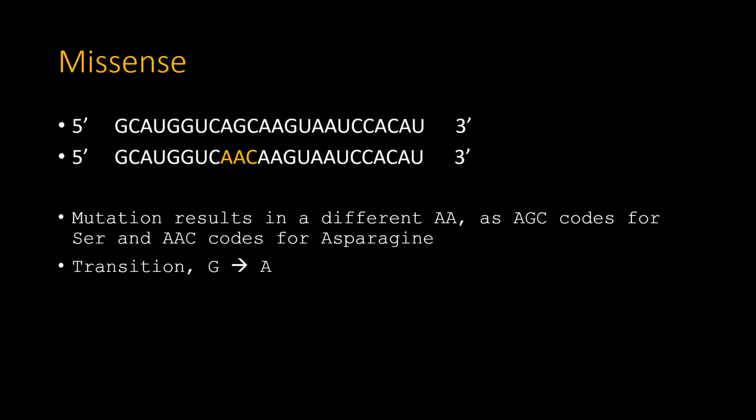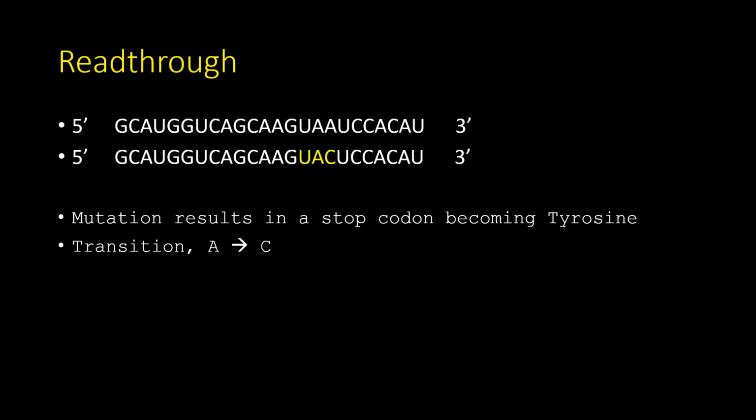turns into an A. This last mutation will be a read-through because it occurs on the stop codon where the A will turn into a C and no longer be a stop codon. It will now code for tyrosine, and it's a transition because it goes from A to C in this highlighted region.